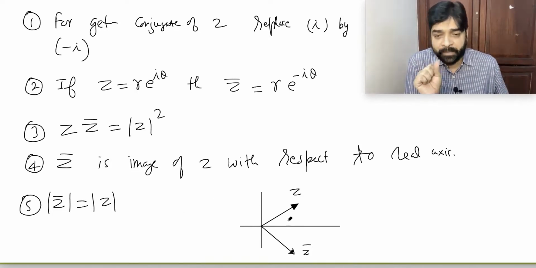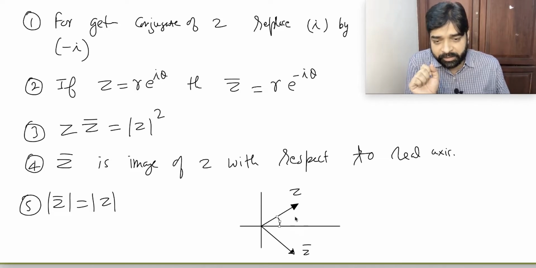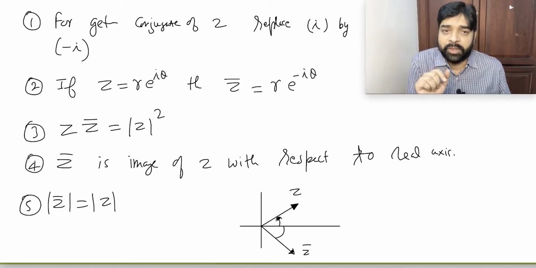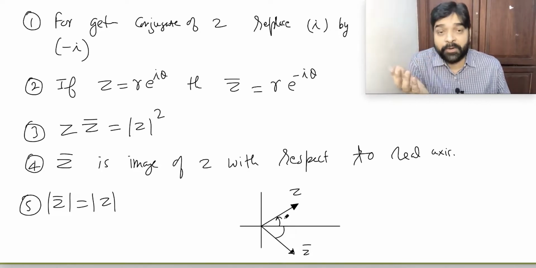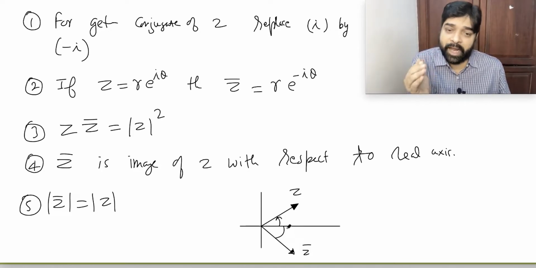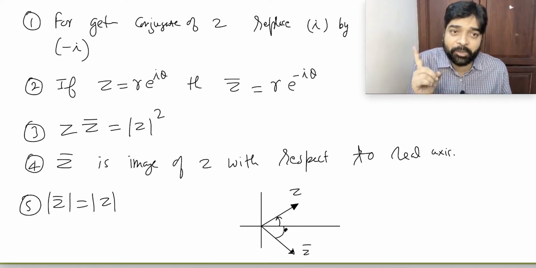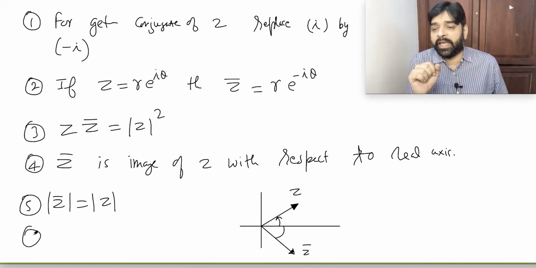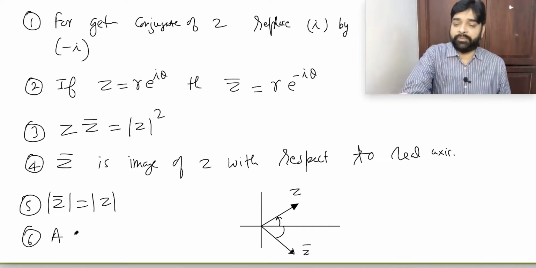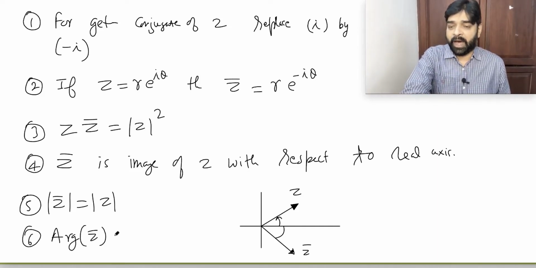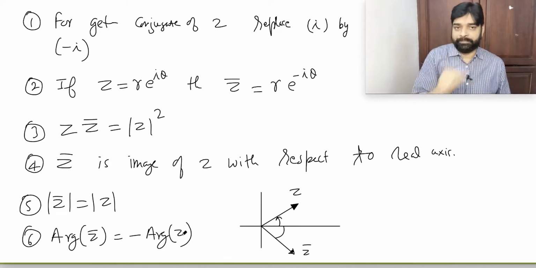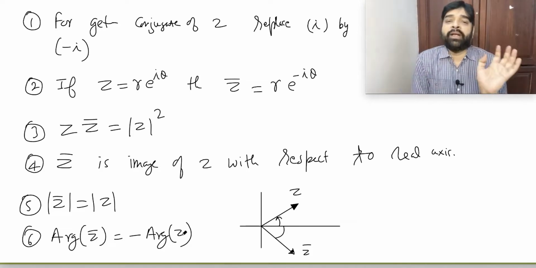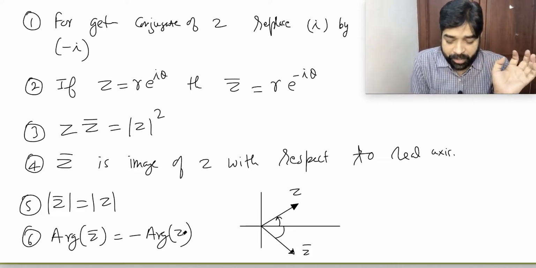Other property. Think. Suppose this is 30 degree. So this angle will also be 30 degree. Yes or no? But all of you know, in the first quadrant the angle is alpha and in the fourth quadrant it becomes what? Minus alpha. Argument becomes minus alpha. So we can say argument of z bar is equal to minus of argument of z.